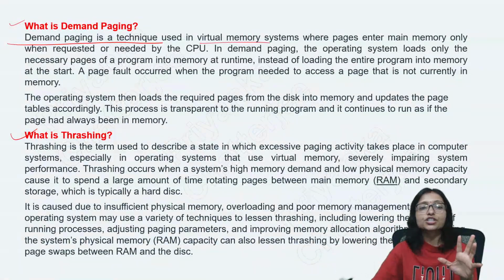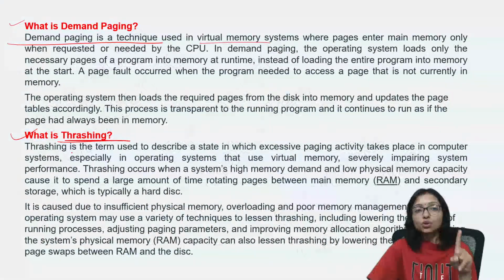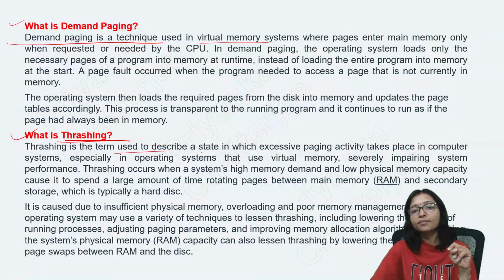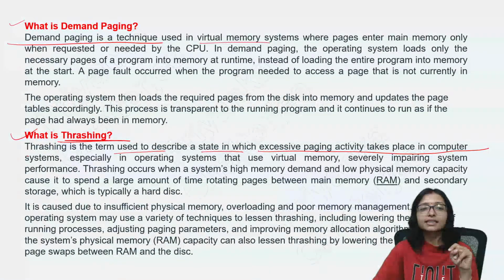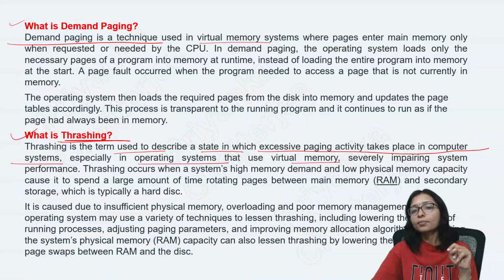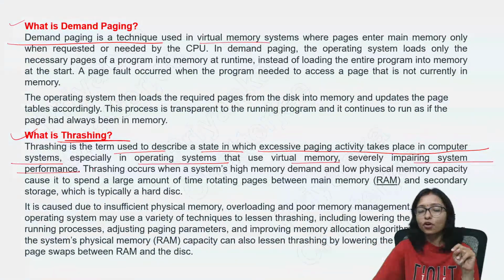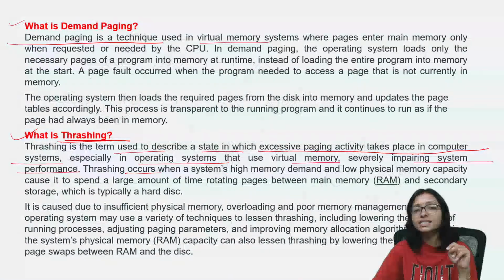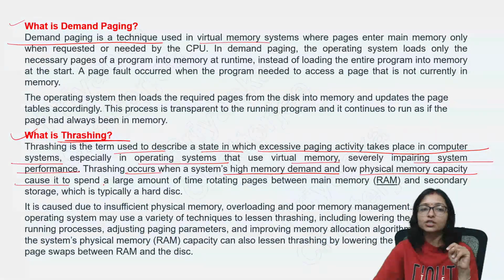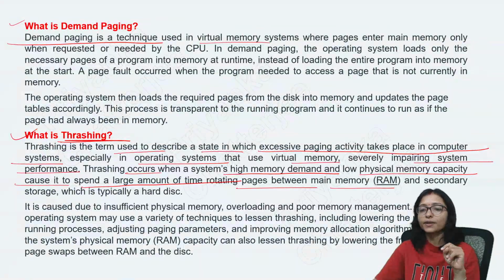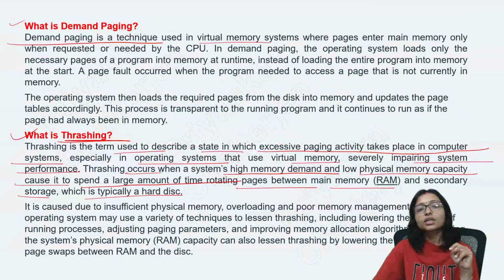Now thrashing, most of the time people are not able to understand what is thrashing. Thrashing is a term used to describe the state in which excessive paging activity takes place in the computer system, especially in the operating system using virtual memory, and the performance suffers severely. Thrashing occurs when the system has high memory demand and low physical memory capacity, causing it to spend a large amount of time swapping pages between the main memory and secondary storage, typically hard disks.